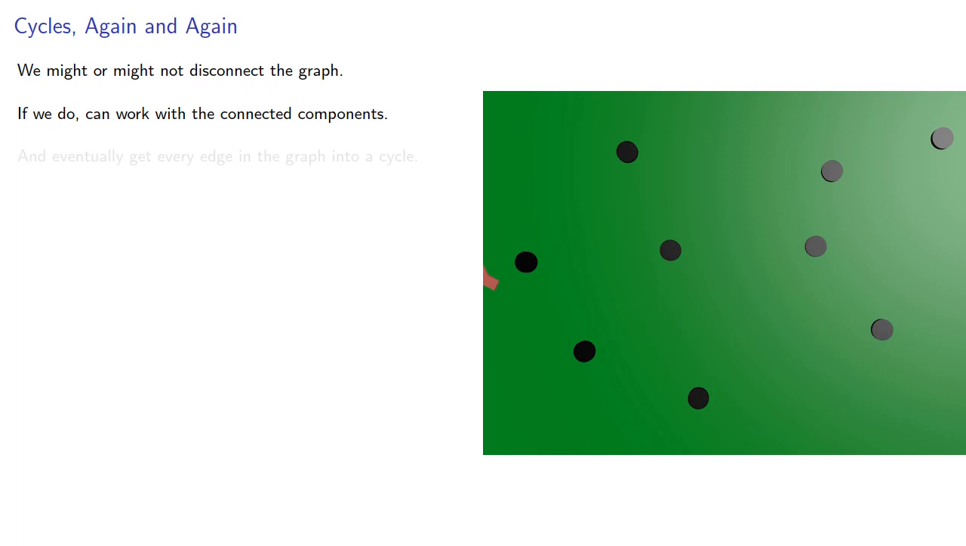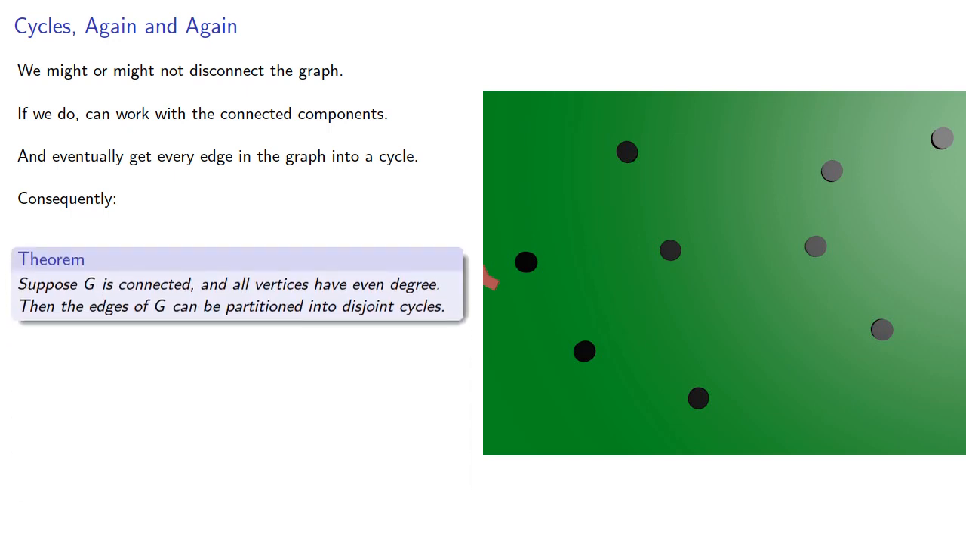...and eventually get every edge in the graph into a cycle. Consequently, suppose G is connected and all vertices have even degree, then the edges of G can be partitioned into disjoint cycles.